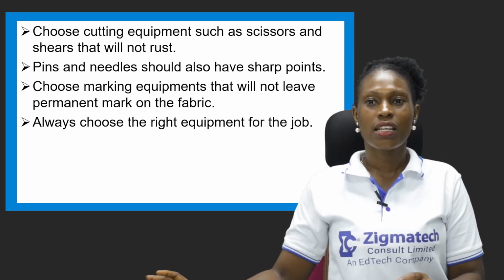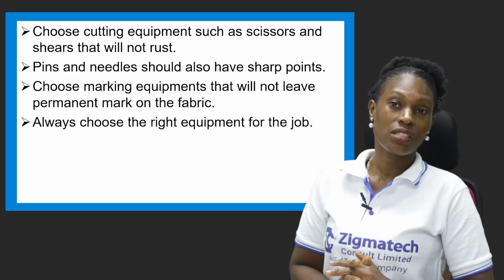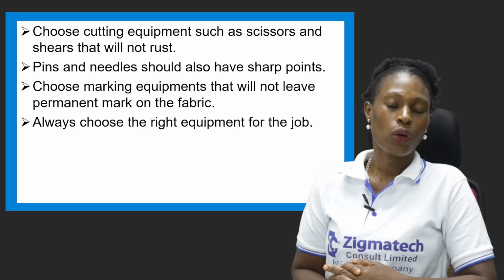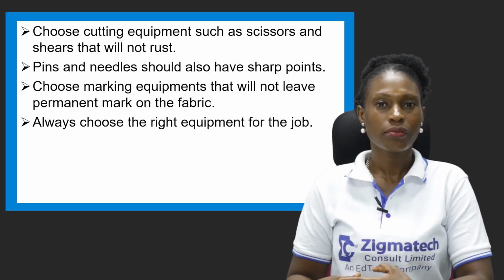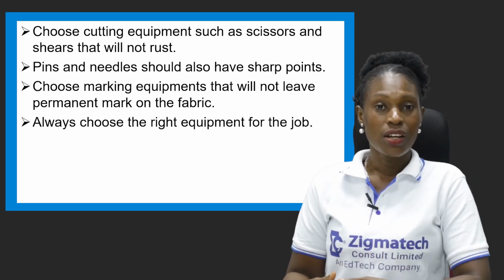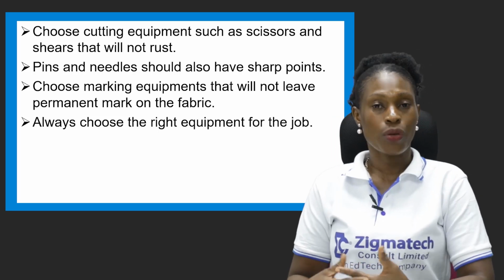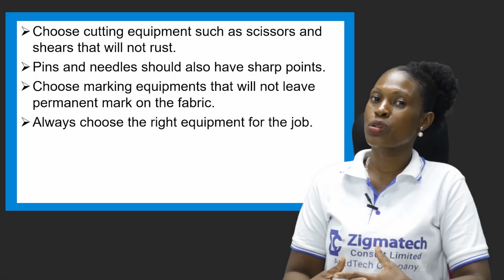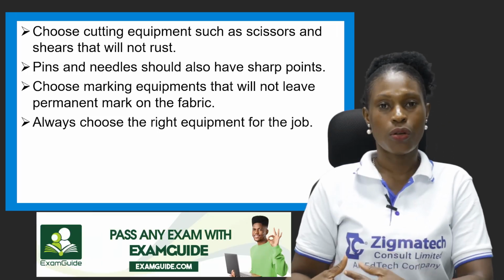Now another one is you need to choose cutting equipment such as scissors and shears that will not rust. Yes. Okay, and there are a whole lot of them that could rust. So when you go for something that is of high quality, it will not rust. So you have to look out for those ones with high quality so they do not rust.